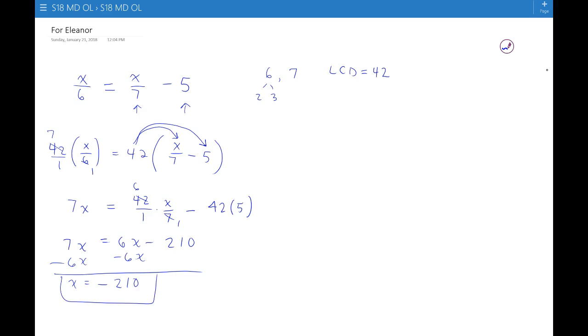Then if you're not in the habit of checking your answer, I'd really encourage you to do that, to say, does this work? Does negative 210 over 6 equal negative 210 over 7 minus 5? So let's see, 6 goes into 210 35 times, so that's negative 35, and negative 30 minus 5. Yep, it works. So now I'm really sure that my answer is negative 210.